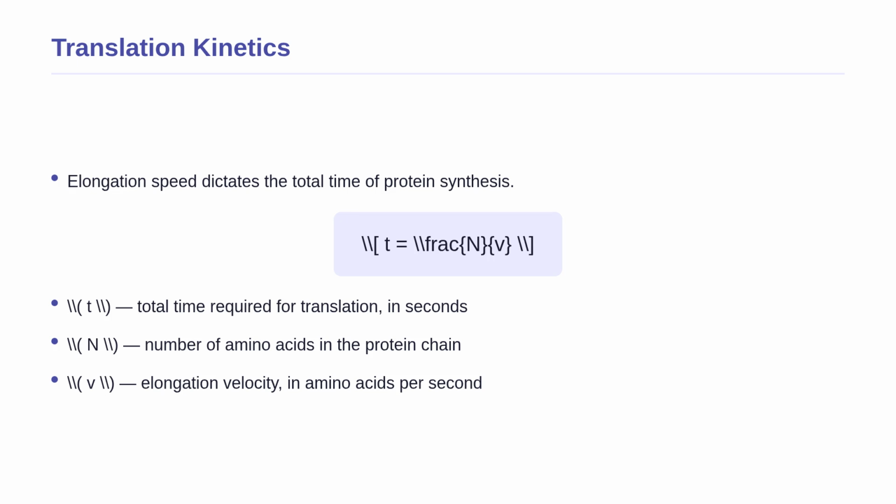This equation tells us that the total time T increases if the protein length N is larger, but the time decreases if the ribosome works at a faster velocity, V. This helps biologists understand the physical time constraints a cell faces when expressing genes.